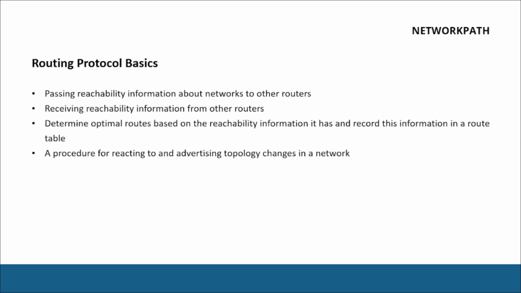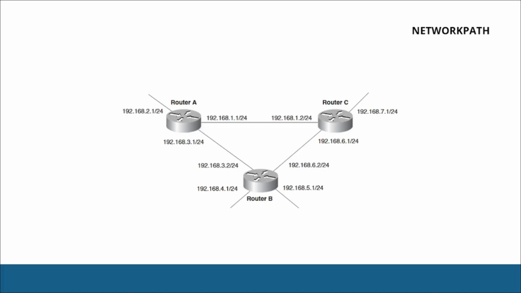So the fourth point is a procedure for reacting to and advertising topology changes. Let's say 7.0 is detached from router C, or there is some problem there. Then router C should tell this to router A or router B or whatever router it is connected to, that 7.0 is not connected to me now, it is disconnected. So if you are looking forward to send any packet, please don't send. Drop it at your end, because it is not reachable to me. I do not know about the 7.0 network.